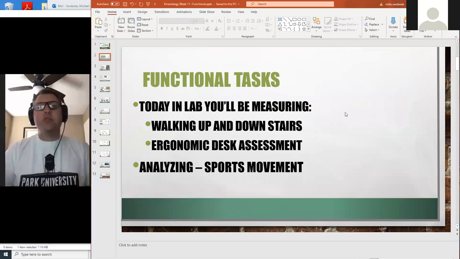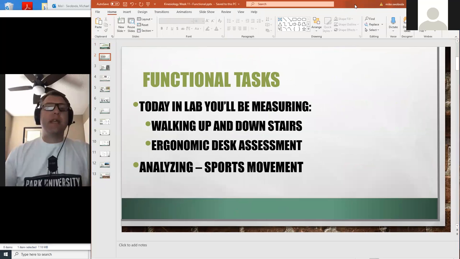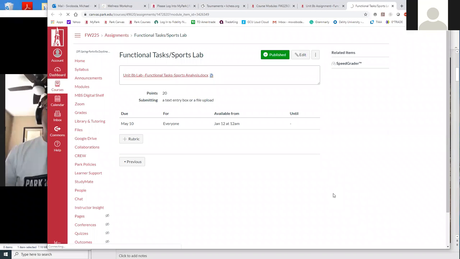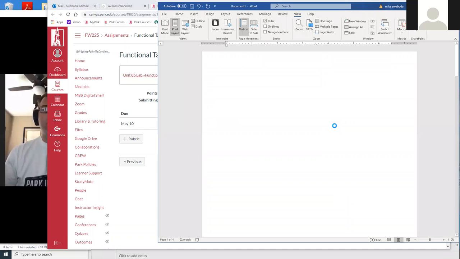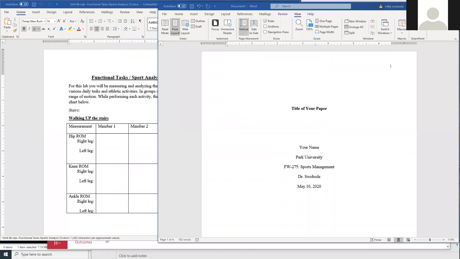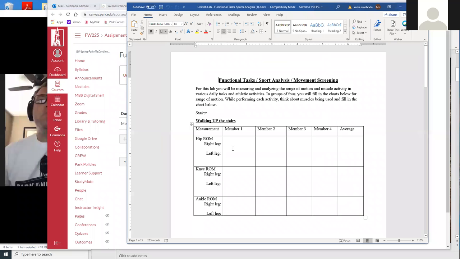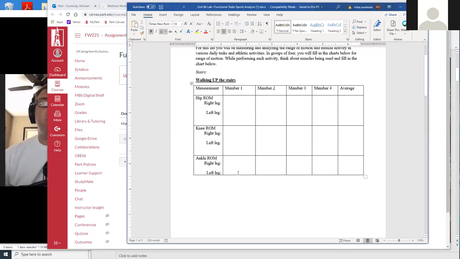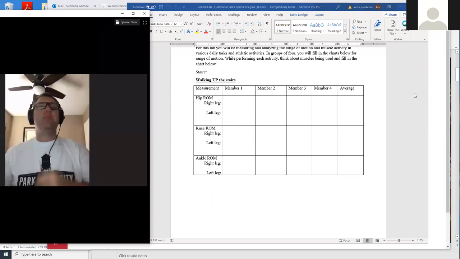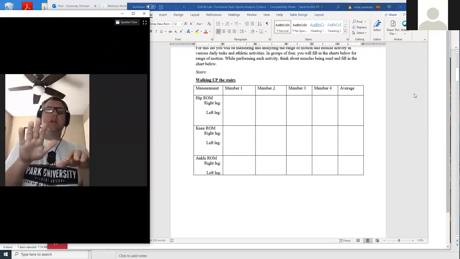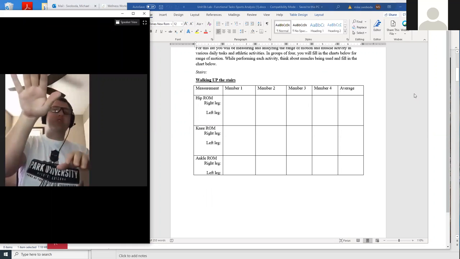Now, usually the lab you would be doing associated with this is a walking and ergonomics assessment lab. So what that looks like, if we just pull this up real quick, is you would be measuring the hip, knee, and ankle range of motion for each of your legs when you walk up the stairs and down the stairs. I outlined this all in the video I posted on the assignments for the week. But just going over this again, you want to measure just the right hip when you take your right foot walking up the stairs. So this means that your right foot takes a step up, and that will be the right leg you measure for the hip, knee, and ankle.